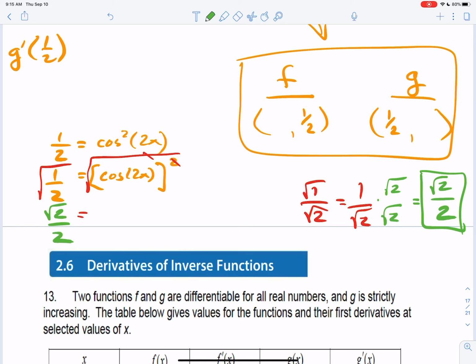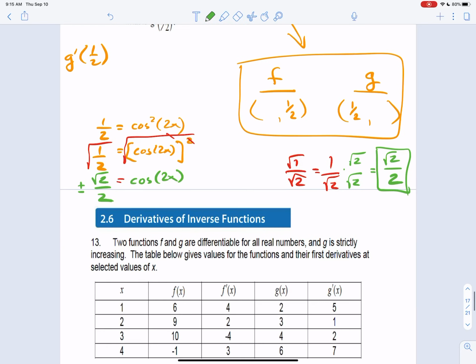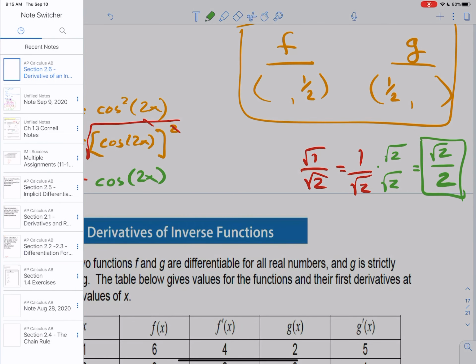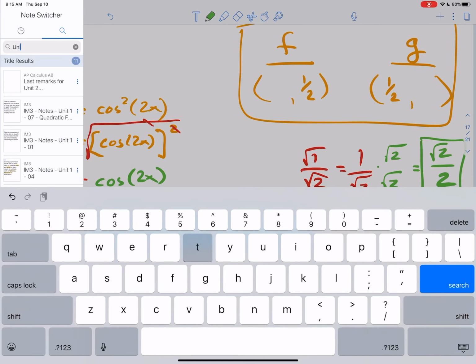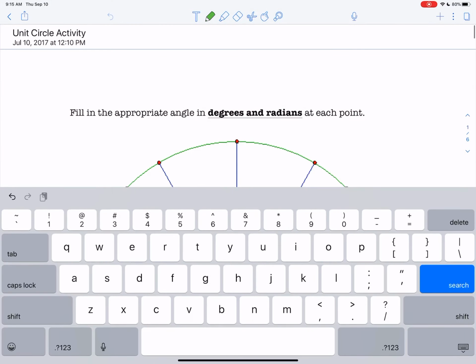Now, technically, this is plus or minus, but they did make a statement that g of x has to be somewhere in between 0 and pi over 4. Okay. The cosine of what gives me radical 2 over 2, right? If you look at your unit circle, actually, let me pull it up. Let me see if I have it. Oh, yay. Cool. Here we go.